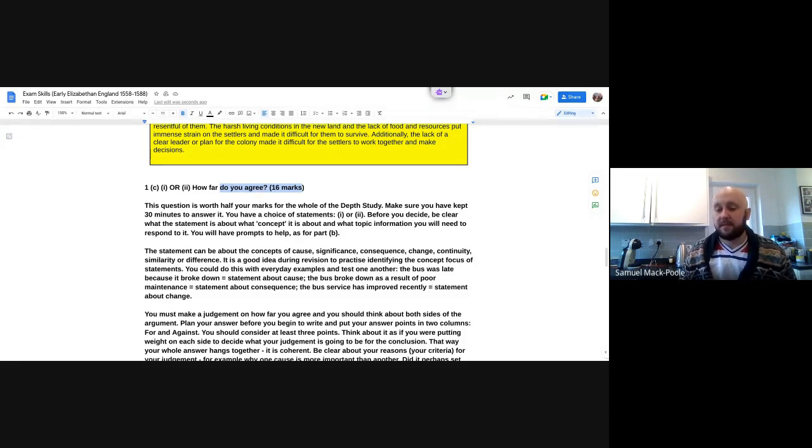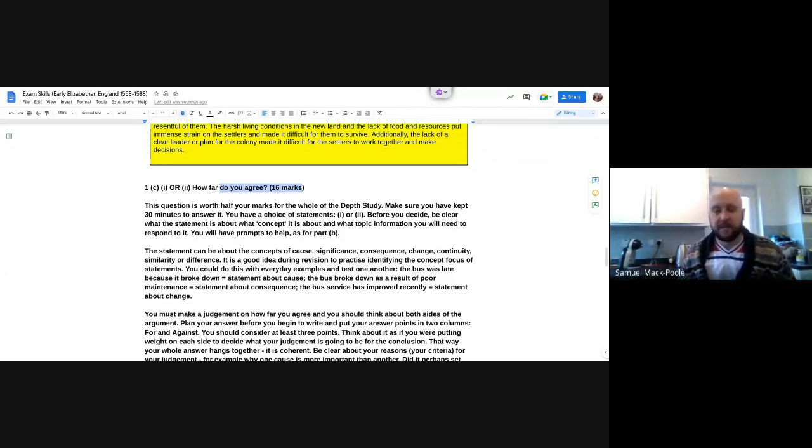So the statements could be about cause, significance, consequence, change, continuity, similarity or difference, all right? And it's a good idea to practice during revision, practice identifying the concept focus of those statements, okay? So you can basically break down the question, all right? You can break down the question. So you could do this with everyday examples and test one another.